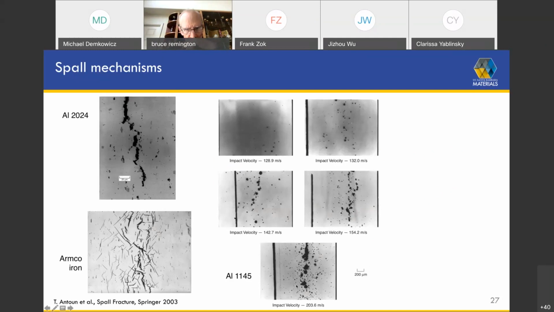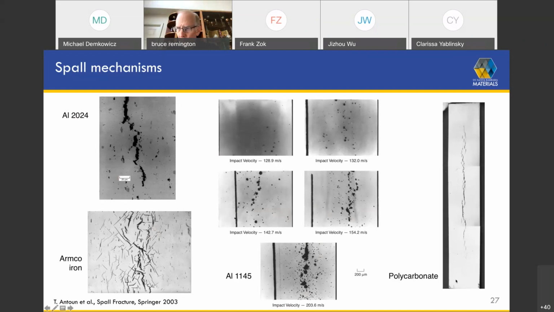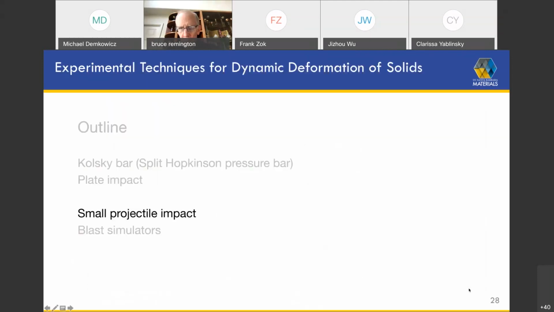In many cases, this is due to ductile void growth. In other cases, like this Armco iron, it's due to microcracking. It can be used also to study polymers. This is a crack that was formed in polycarbonate.